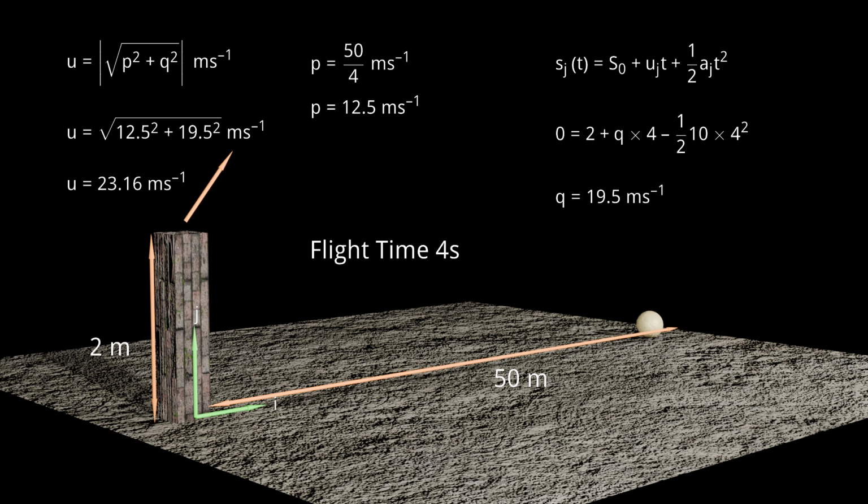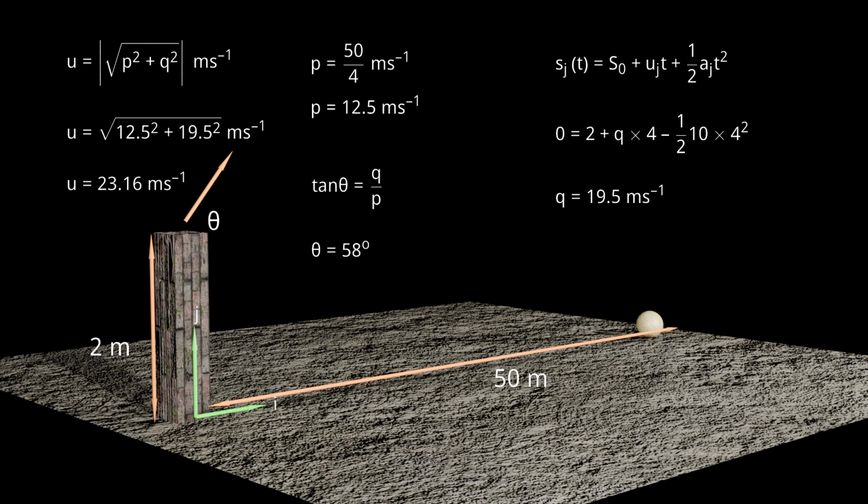Next, we need to calculate the angle at which the ball was projected with respect to the horizontal. The ratio of the vertical velocity to the horizontal velocity gives the tangent of the angle of projection relative to the horizontal. This results in an angle of projection of 58 degrees.